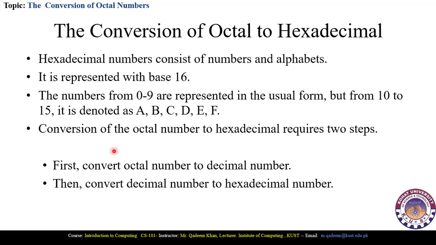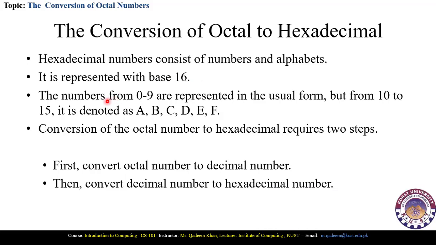Dear students, the next conversion is the conversion of the octal to the hexadecimal systems. You know that the base of the hexadecimal number system is 16, and that the hexadecimal system consists of numbers and alphabets, and it is represented with the base 16, because there are 16 digits in the hexadecimal number system.